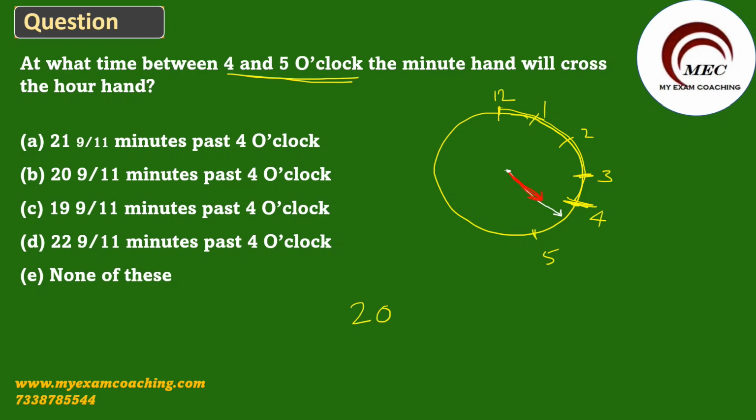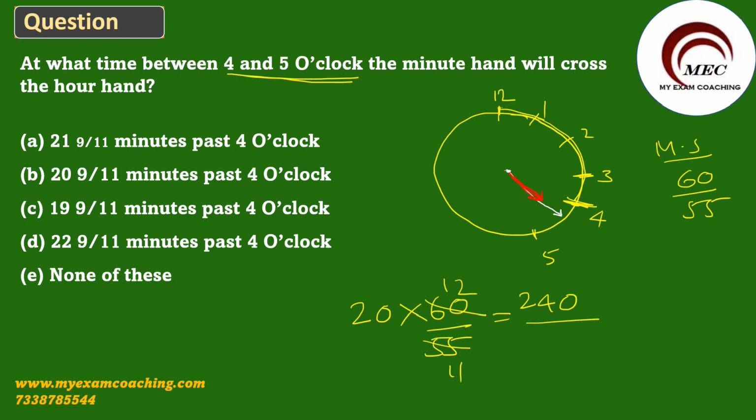Multiply that 20 minutes by the minute space. What is the minute space? The minute space is 60 by 55. Multiply this by 60 by 55. So what will you get? You can cut this with 12, and you can cut it with 11. So it becomes 12 into 20, which is 240, divided by 11. How much is 240 divided by 11?